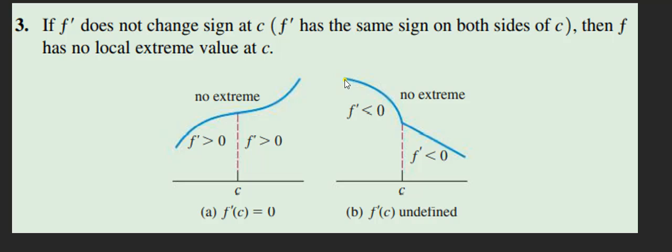What about over here? f prime is negative. That means f is decreasing. At C, f prime of C is undefined. And f prime is negative after C, so this function is decreasing. So there's no relative min or max.